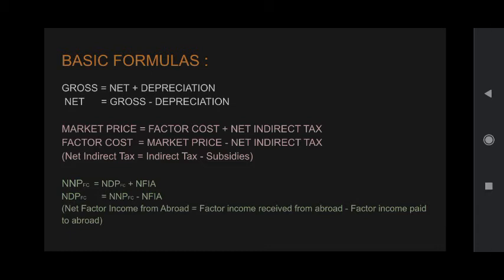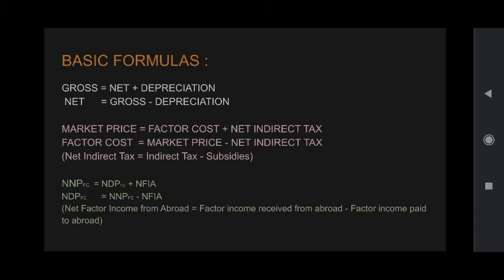And what is net indirect tax? It is actually the difference between the indirect tax which is paid to the government, minus subsidies which are provided by the government to the sellers. Okay, so the difference between IT, that is indirect tax, and subsidies is the NIT, net indirect tax.